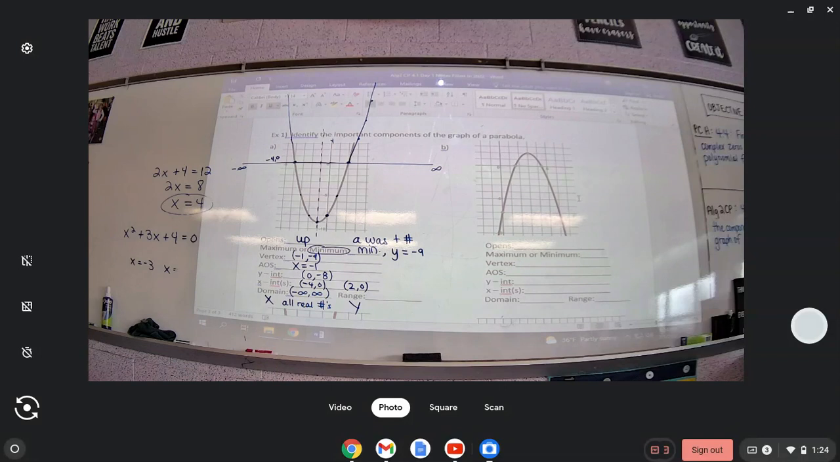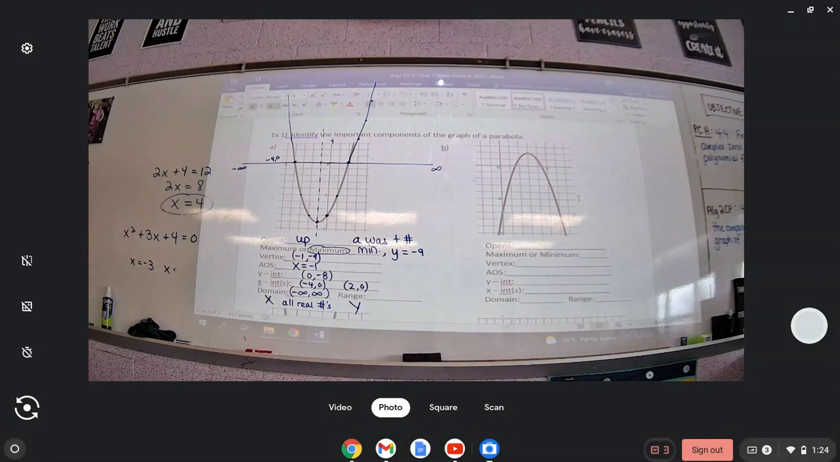-infinity, +infinity. Those are the x's that live on this graph. Any number you want is on that graph for x. Why can I not draw that? All right, it's sideways 8. All right? In fact, I'm telling you right now, every single parabola has a domain of all real numbers.